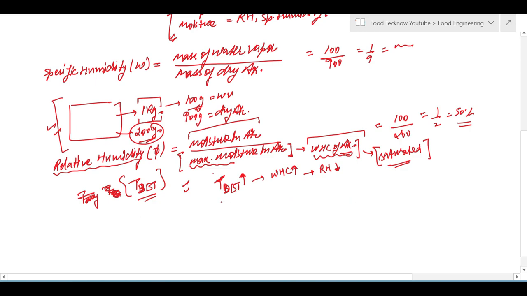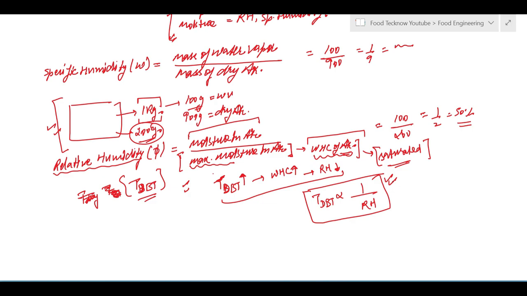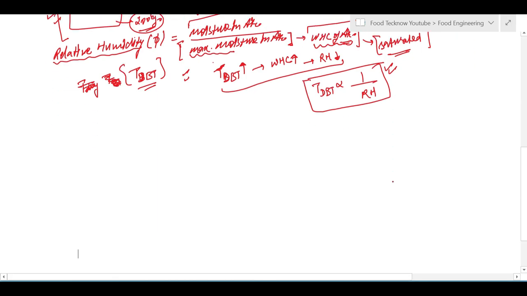And we can also represent this thing like this. So T dBT is inversely proportional to RH, or the RH is inversely proportional to T dBT. Okay, so this is the relation here, और इस चीज को आप याद रखना. And now let's derive some formulas for the specific humidity and the relative humidity.